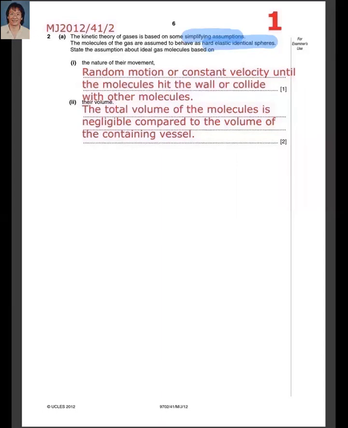You must understand that the ideal gas molecules move in a random manner. So random motion or constant velocity until the molecules hit the wall or collide with other molecules, where the velocity will change. Then in the second part, we will explain based on their volume. The total volume of the molecules is negligible compared to the volume of the containing vessel.